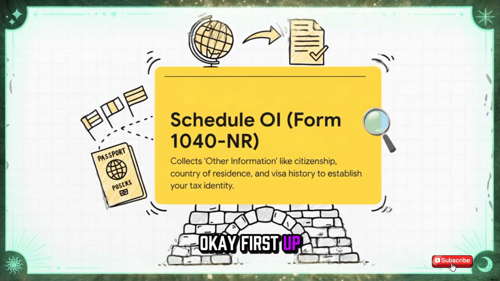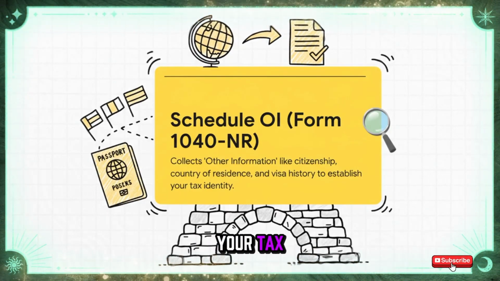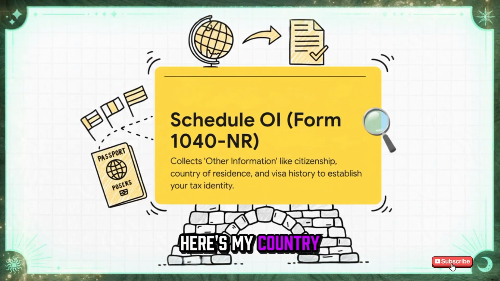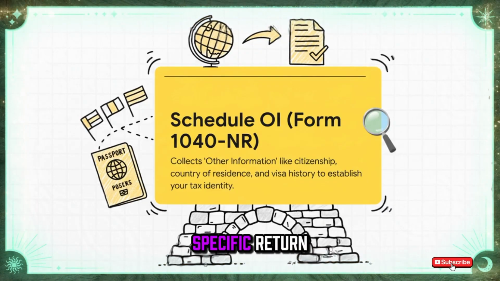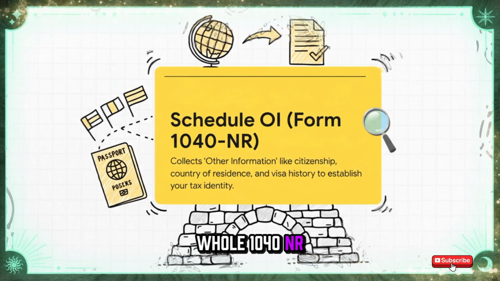Okay, first up, Schedule OI. The easiest way to think about this is like your tax passport. This is where you officially tell the IRS, here's my country of residence, here's my citizenship, and here's why I'm filing this specific return. It's the foundation holding up your whole 1040-NR.